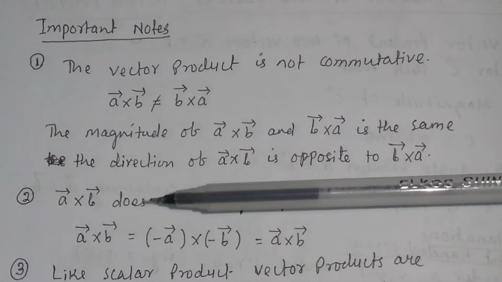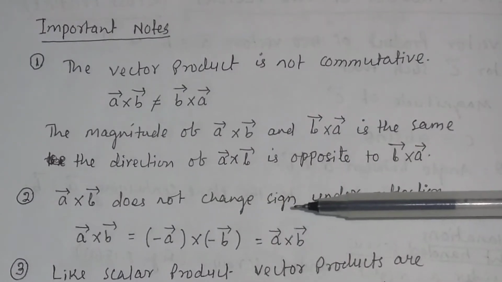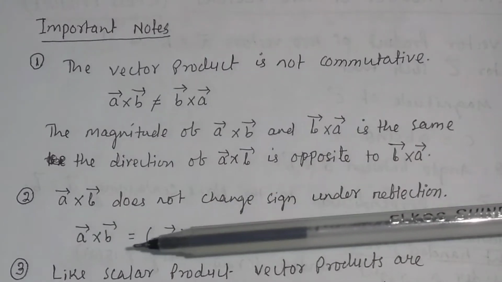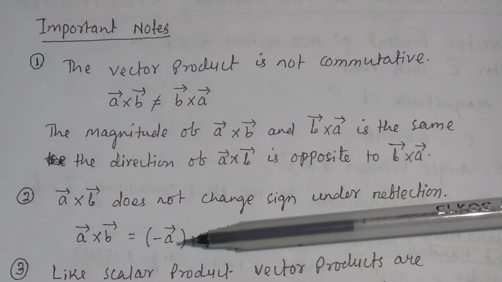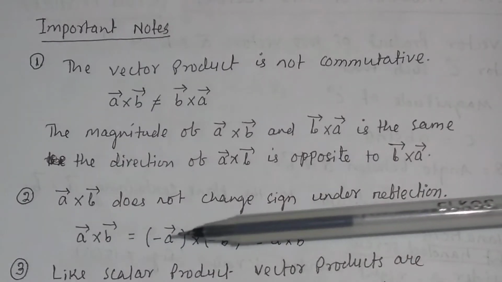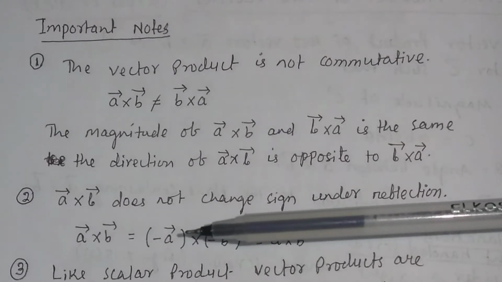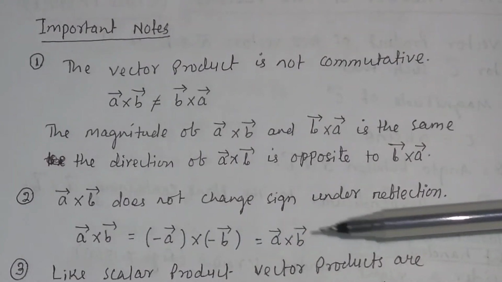The second important note is A cross B does not change sign under reflection. Under reflection, A becomes minus A, and B becomes minus B. So after reflection, A cross B will also be equal to A cross B.